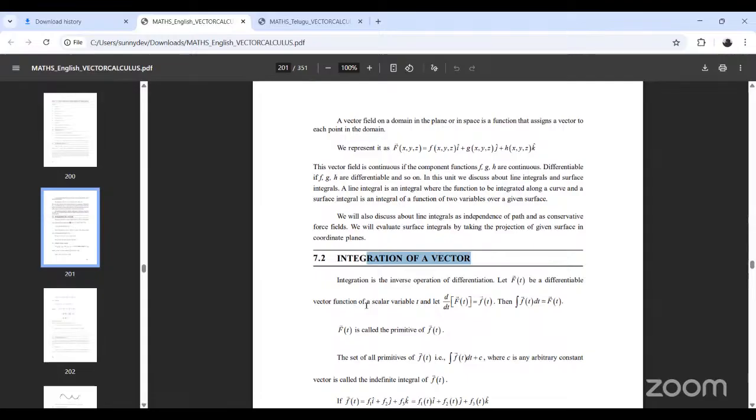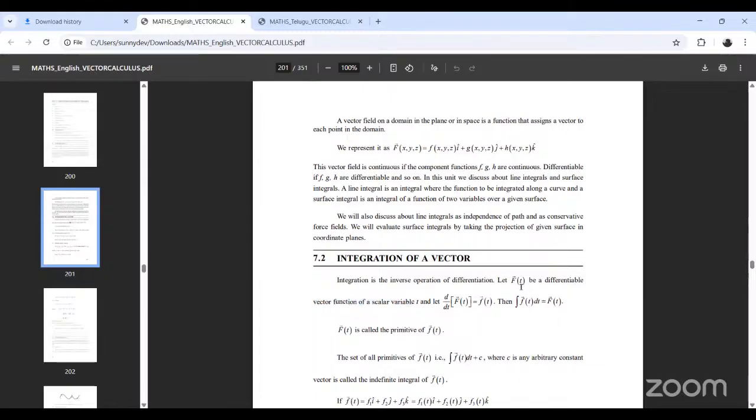Why? Because the differentiation of sin x is cos x and the integration of cos x is sin x. Similarly, the derivative of log x is 1 by x and the integration of 1 by x is log x. So from these things we can say that integration is the inverse of differentiation.